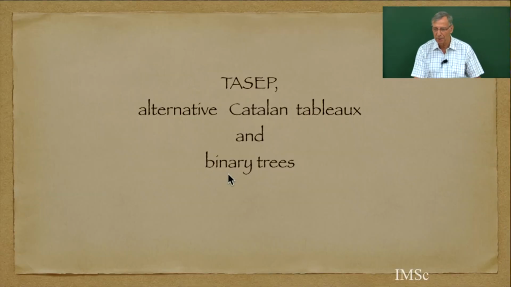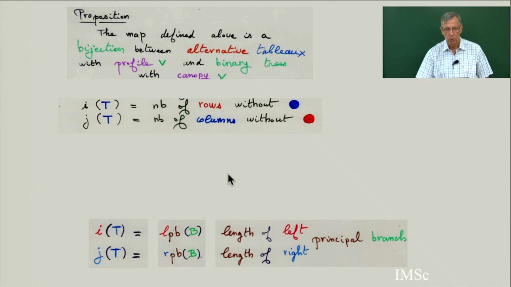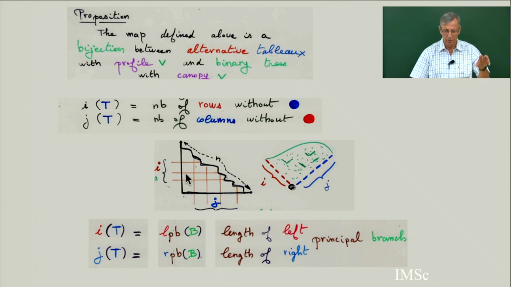And let's go back to the interpretation of the TASEP with binary trees. I claim that the map I defined between Catalan alternative tableaux with profile V, the profile being, I remind you, the upper border of the Ferrers diagram, and binary trees with canopy V, is a bijection. What happens to the parameters which are useful for the TASEP or PASEP? I have two parameters, i and j: the number of rows without a blue point and the number of columns without a red point. These are parameters on the alternative tableau.